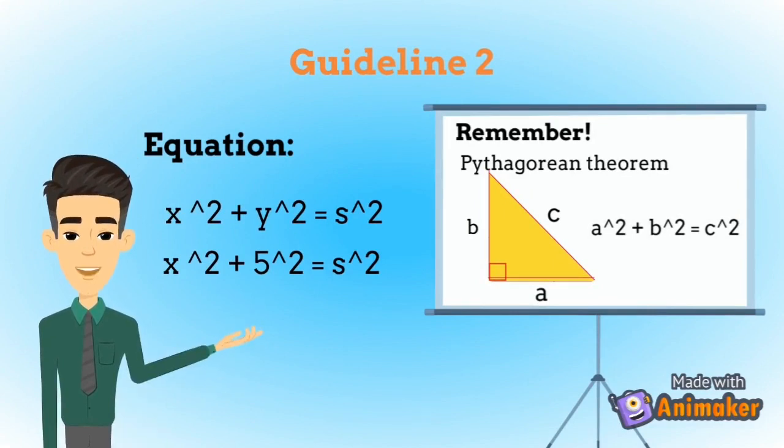Therefore, we can use the Pythagorean Theorem for solving the problem. Do you remember the Pythagorean Theorem? Yeah, the Pythagorean Theorem has an equation like you see. That is, a squared plus b squared equals c squared. Thus, we can write the equation x squared plus y squared equals s squared.